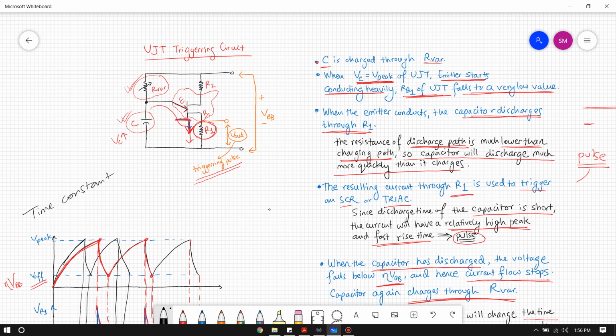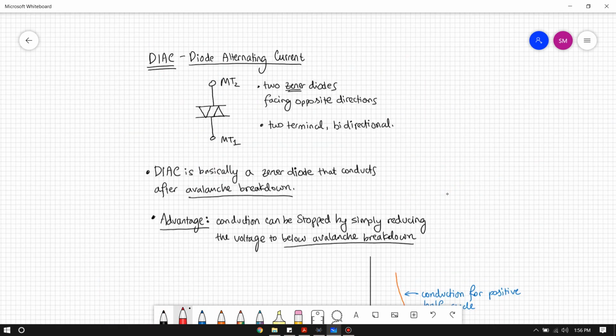Okay, so now let's move on to the diac triggering circuit. So what is a diac? A diac basically means diode alternating current. Similar to the triac, if you remember the structure of the triac, what was it? It was two SCRs facing opposite directions. The diac is similar. The diac is basically two Zener diodes. So instead of SCRs, we're using Zener diodes facing opposite directions. Because it's diodes, not triacs, we have only two terminals, and it's bidirectional. And similar to the triac, we have an MT2 terminal and an MT1 terminal.